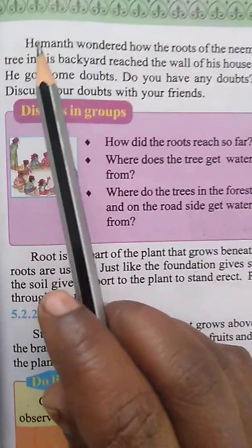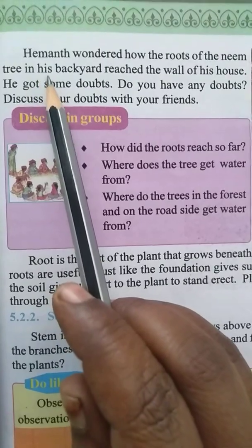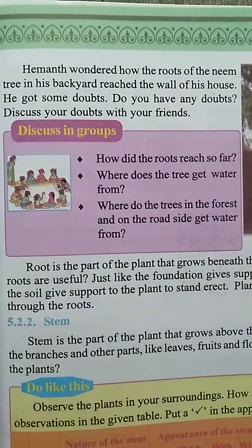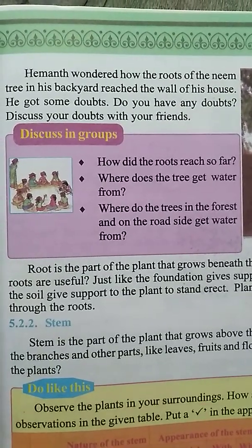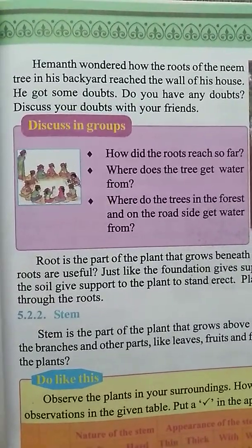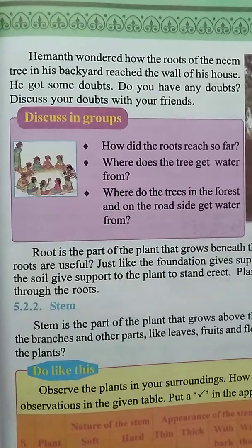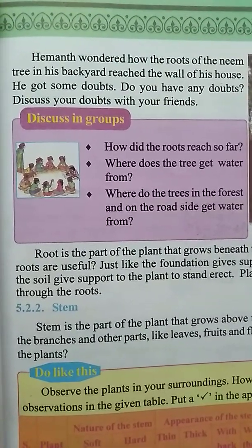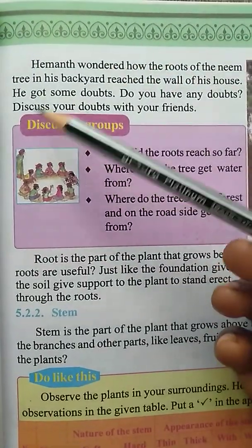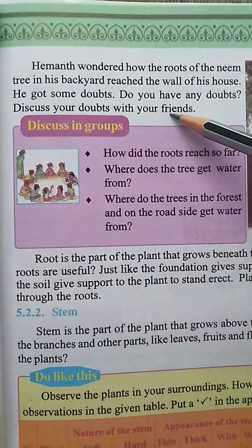See here. Hemant wondered how the roots of the neem tree in his backyard reached the wall of his house. See, the roots of this neem tree have reached the wall of his house in the backyard. Understood? Because these neem tree roots are very strong and they spread over a big area, they reached the walls of his house. He got some doubts. Do you have any doubts? Discuss your doubts with your friends.